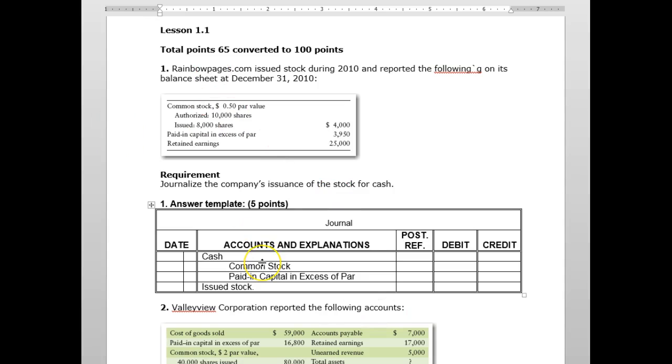So each assignment has a template assigned to it. In this one, we're looking at they authorized 10,000 shares of common stock to be sold. They issued or sold 8,000 shares, and each share cost 50 cents. So if you multiply 8,000 times 50 cents, you'll end up with $4,000.